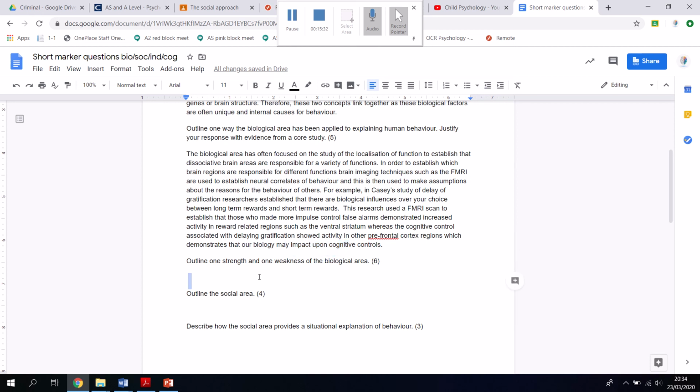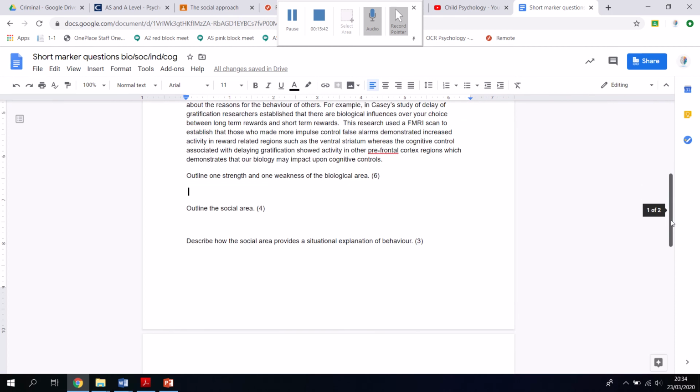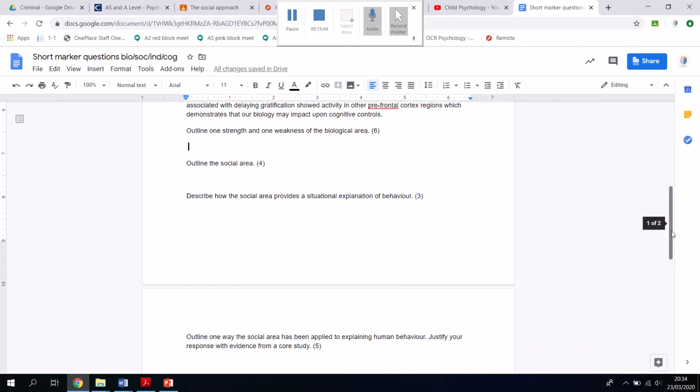Okay, so those ones are a little bit tricky, they're not very nice, but I'm going to get you to have a go at a couple of them. Okay, and the very last one that I'm going to practice with you is this one. So outlining a strength and a weakness of the biological area. So these ones are really straightforward.